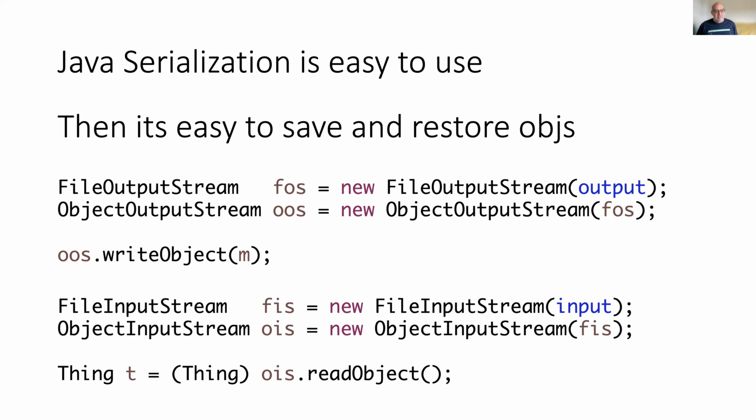You create an output stream, wherever you're going to put it, in this case a FileOutputStream. You create an ObjectOutputStream, and you write an object. As long as that object is serializable, it will get written. If you want to bring it back, you do exactly the same, and there you are. You now have an object which you've read off the stream. It's that easy.